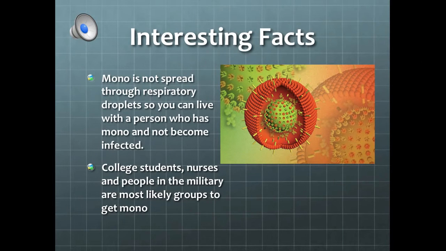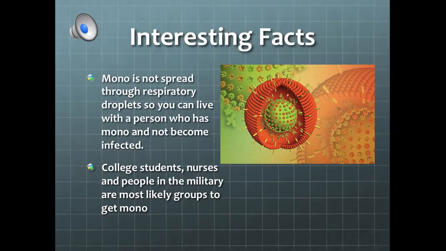Some more interesting facts: mono is not spread through respiratory droplets. So you can live with someone who has mono and not become infected, just as you can sit next to someone in class, be friends with someone, or go to the grocery store with someone. Just because you're breathing by them or sitting by them does not mean that you will get mono. It has to be through saliva or other methods like what Brendan talked about a couple minutes ago. So it's not spread through respiratory droplets.